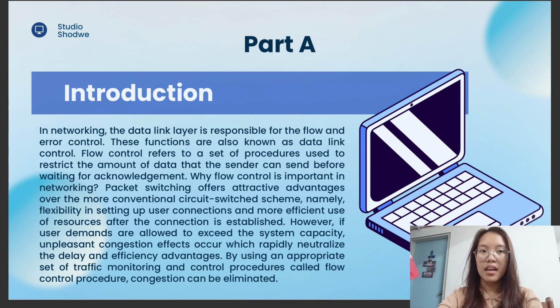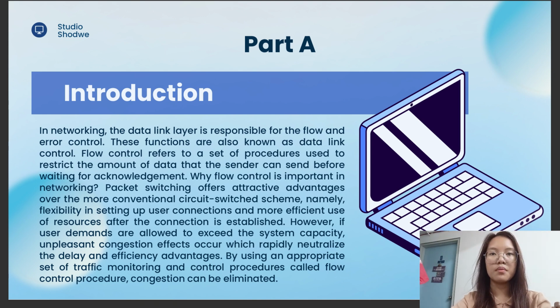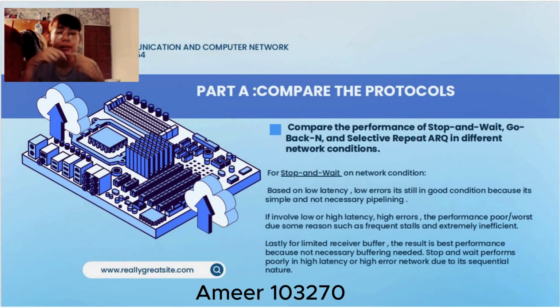Packet switching offers attractive advantages over the more conventional circuit switching scheme, namely flexibility in setting up user connections and more efficient use of resources after the connection is established. However, if user demands are allowed to exceed the system capacity, unpleasant congestion effects occur which rapidly neutralize the delay and efficiency advantages that were offered. By using an appropriate set of traffic monitoring and control procedures, which are the flow control procedures, all of those congestions can be eliminated.